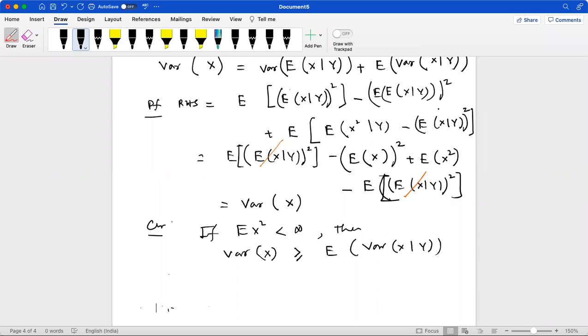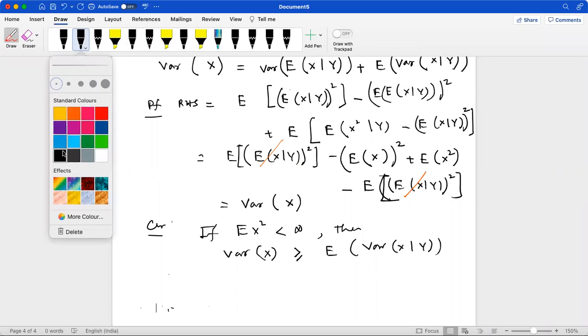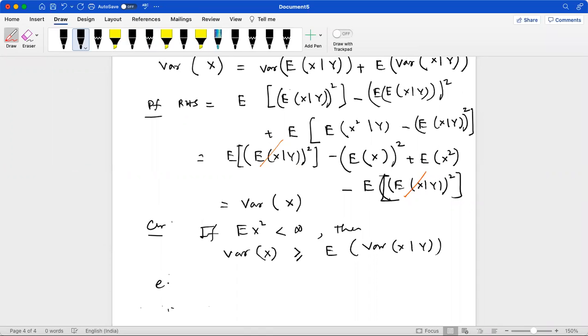And does the equality hold? Yes, equality holds. When can this equality hold? Equality holds if and only if this part, that variance part, is 0. So variance of the conditional expectation of x is 0. So when the variance of this conditional expectation is 0, the random variable is taking value 0 with probability 1.